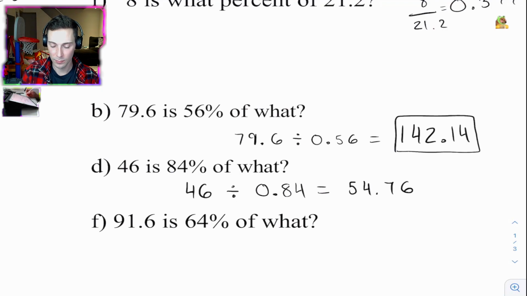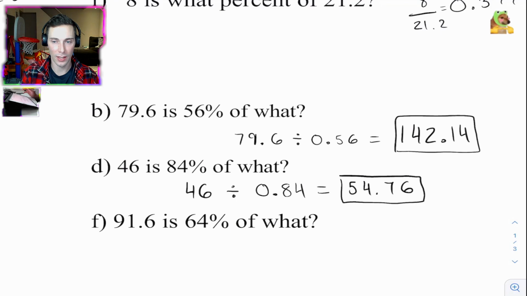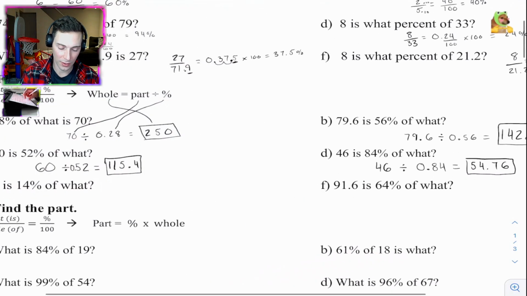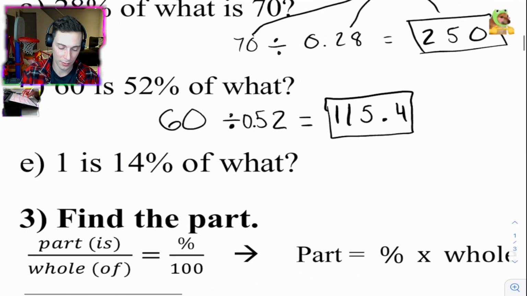54.76, or you might write that as 54.8, right? It's closer to 0.8 than it is to 0.7 if you wanted to round to the nearest tenth. I'm going to leave it as 54.76. Just understand the answer is going to say 54.8, rounding up, but 54.76 is more accurate.